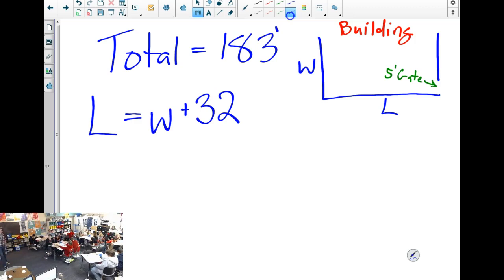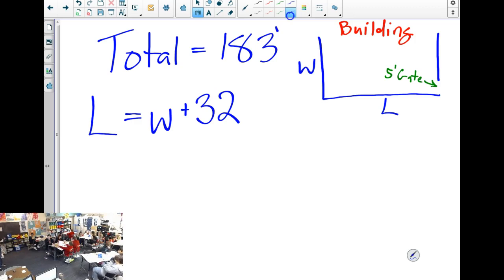So if I say that the building is on this side, so I don't need a fence. This is the width, the length, and then this width, though, leaves space for a gate. So how could we talk about this distance of fence right here? Because I don't think it's going to be W.